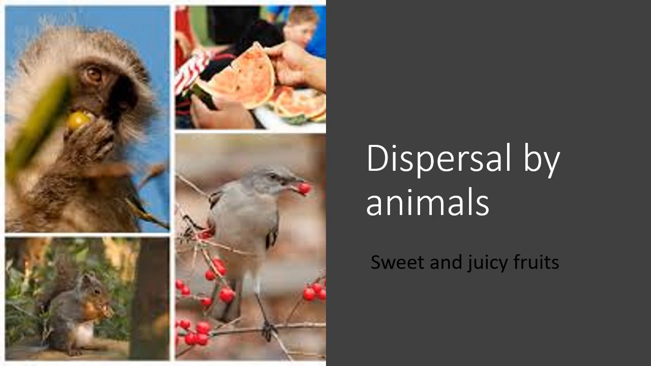Dispersal by animals. This is because some fruits are sweet and juicy. The animals will eat the fruits and may throw away the seeds, or maybe they can drop them in their droppings. So that's how these animals help the seeds to be dispersed away from the parent plant.